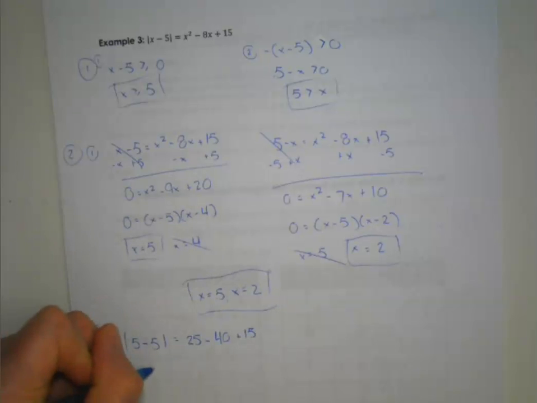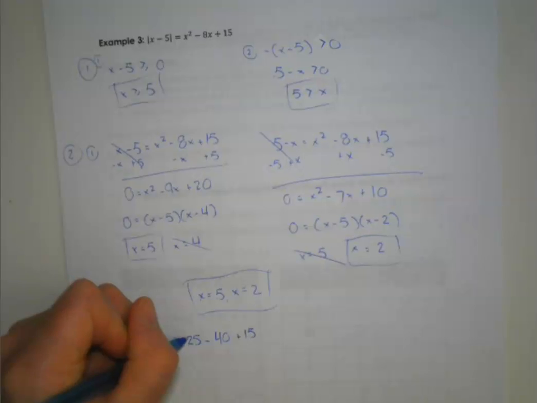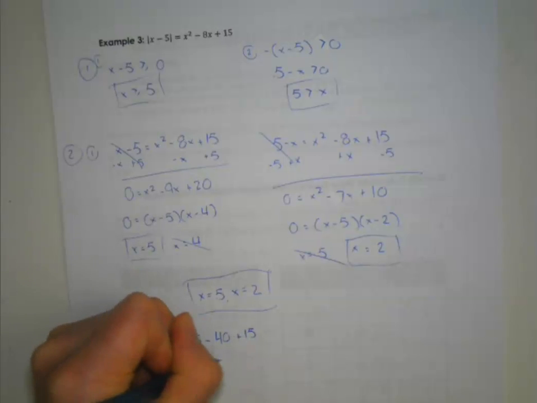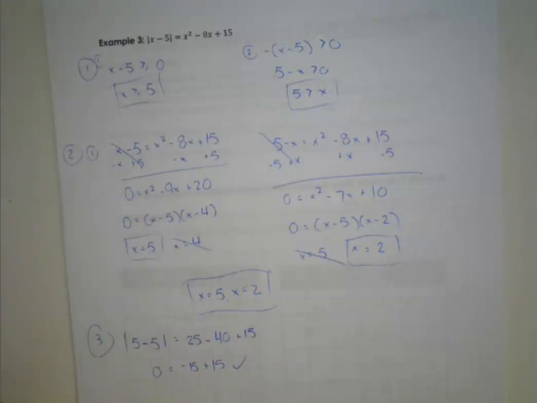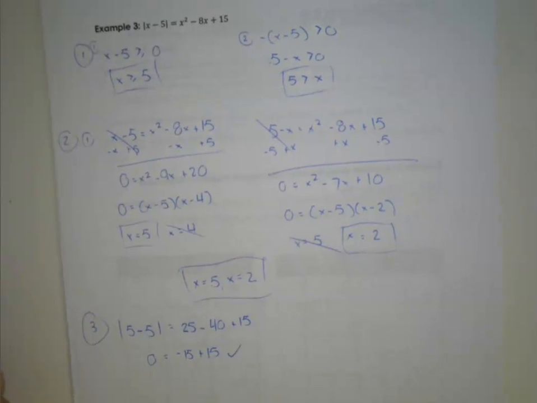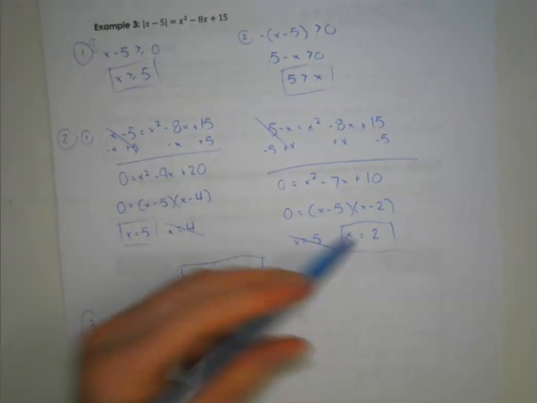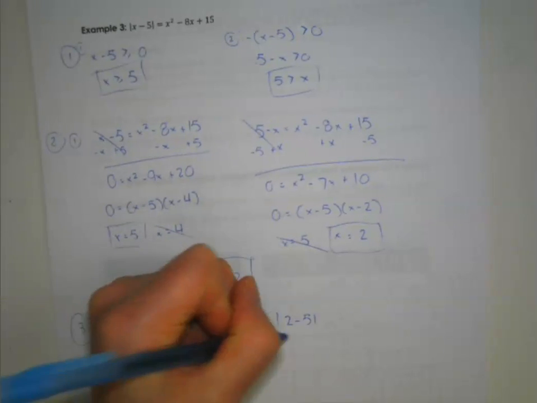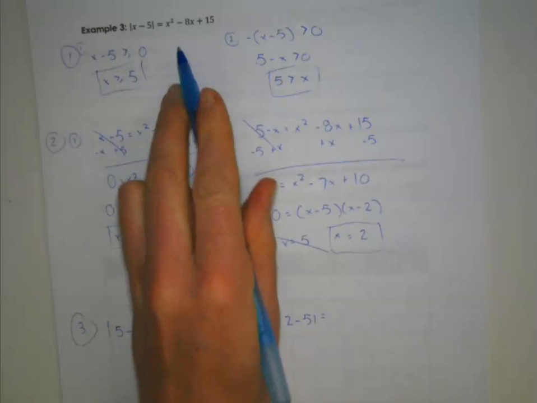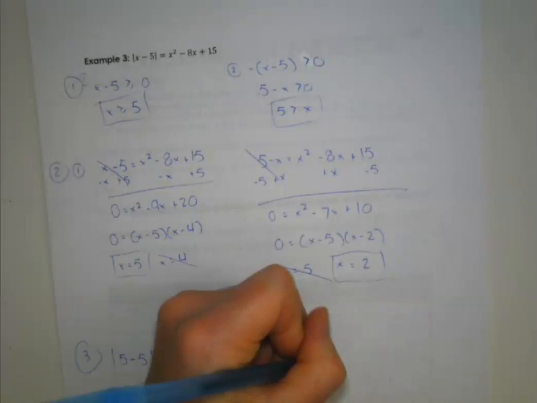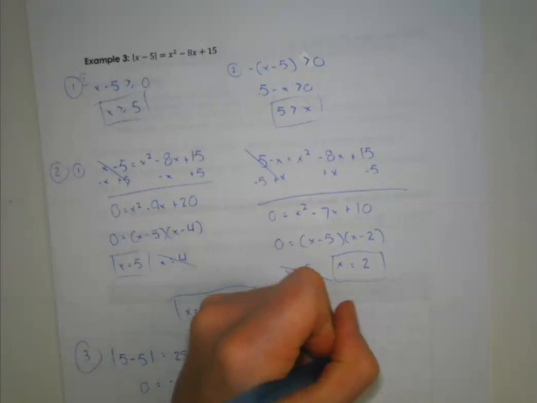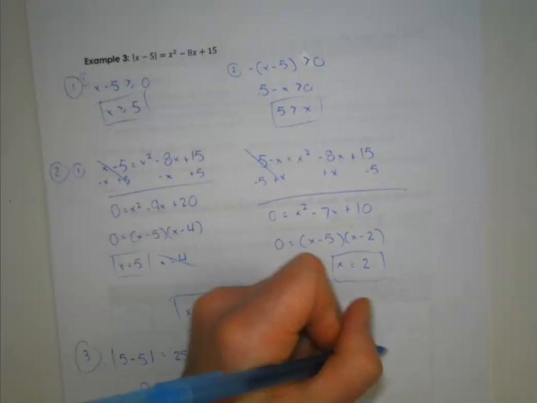5 minus 5 is 0. 25 minus 40 gives us negative 15 plus 15, which is equal to 0. So we've verified that that's an appropriate solution. And then we can do the same thing for 2. So 2 minus 5 as an absolute value is equal to 2 squared, which is 4, minus 8 times 2 is 16, plus 15.